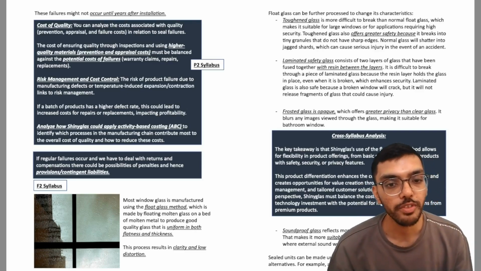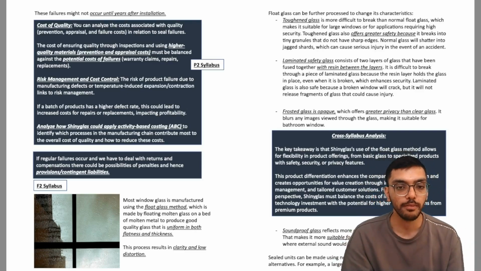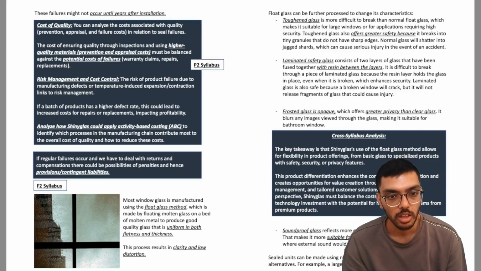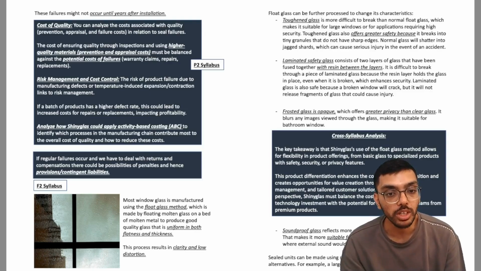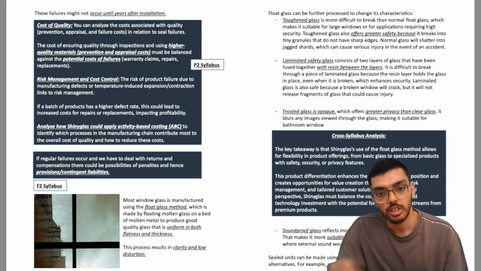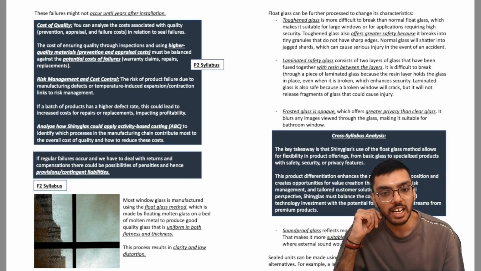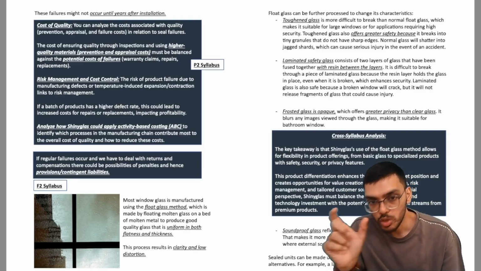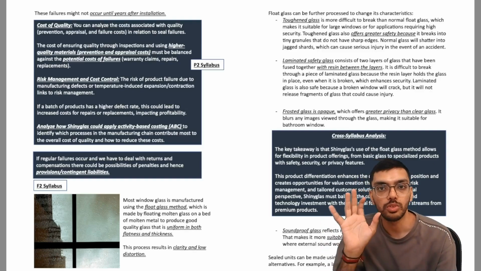Next, most window glass is manufactured using the float glass method, which is made by floating molten glass on a bed of molten metal to produce good quality glass that is uniform in flatness and thickness. This process results in clarity and low distortion. So float glass method is being used.